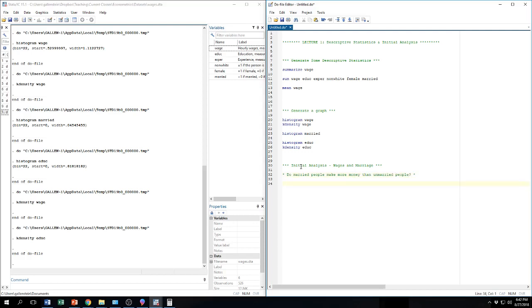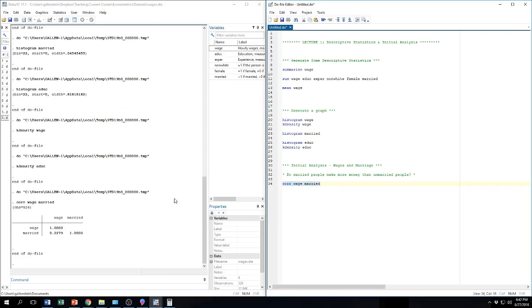So our initial analysis. Well, how do we do it? There's a couple of thoughts that come to my mind initially. One would be, I might be very interested in just doing a correlation. What if I wanted to calculate the correlation coefficient? So let's do that. The correlation coefficient between wage and married. Let's take a look. This number right here gives you the correlation coefficient. It's 0.227.